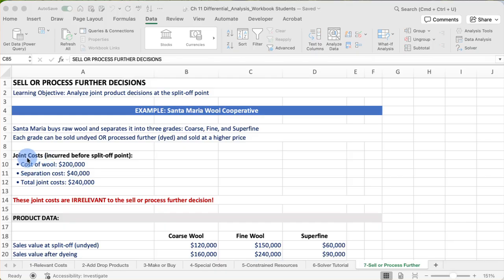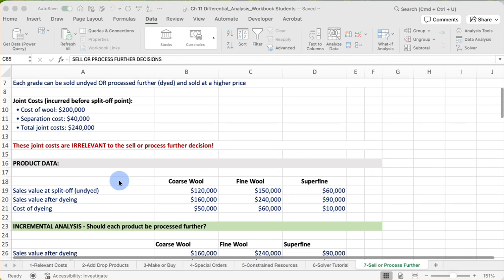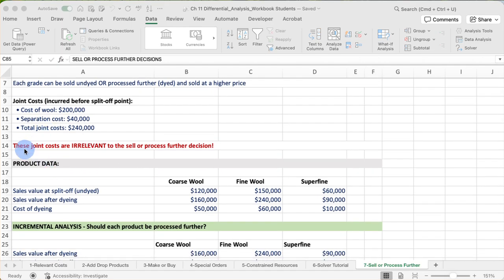So we have joint costs, meaning these are costs that are incurred before the split off point, before the point where we might process and start dyeing the wool. So the cost of the wool is $200,000, the separation is $40,000, and so we have a total joint cost of $240,000.